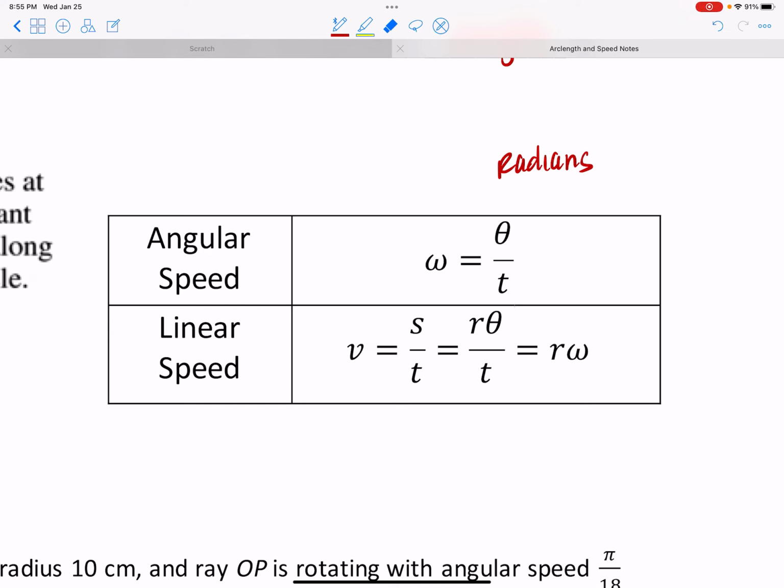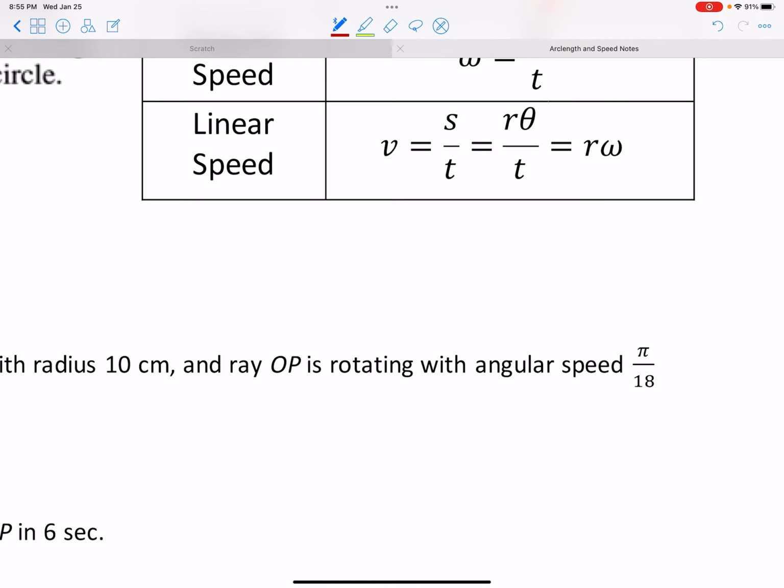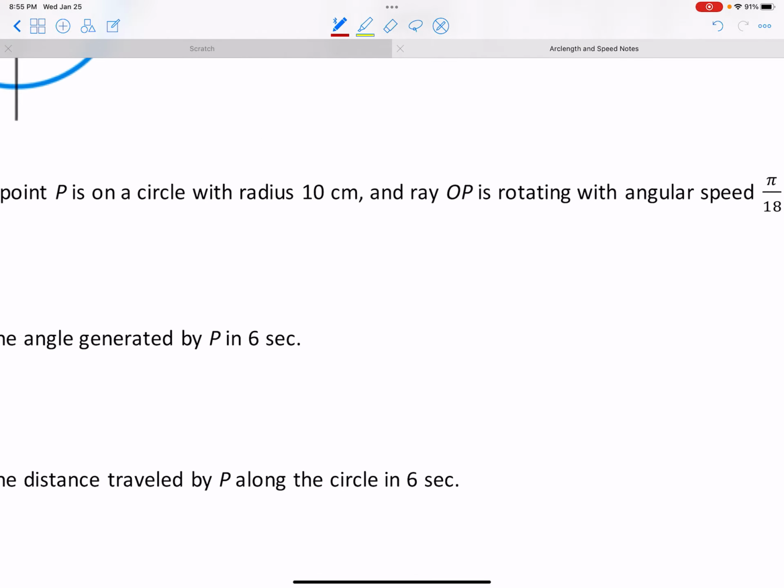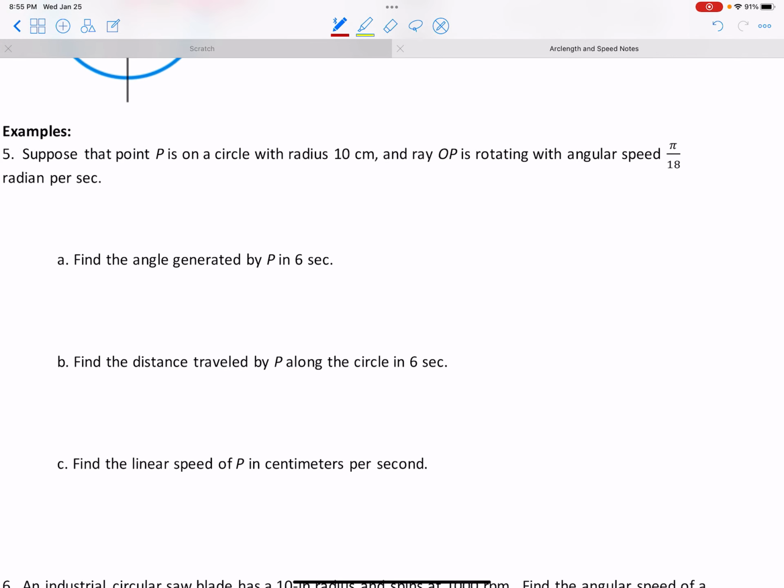Right? Okay. So that's going to be in radians. So we have all these versions. Hopefully, you'll have the information to be able to use one of them. Let's just look at an example so you can get the baseline of using some of those formulas.